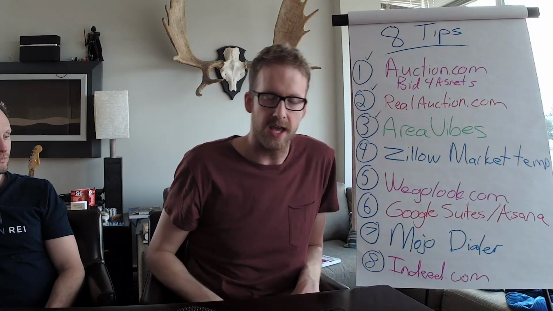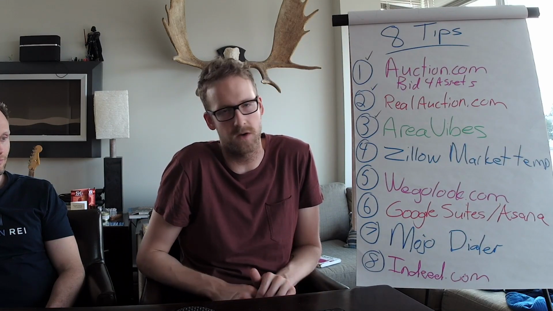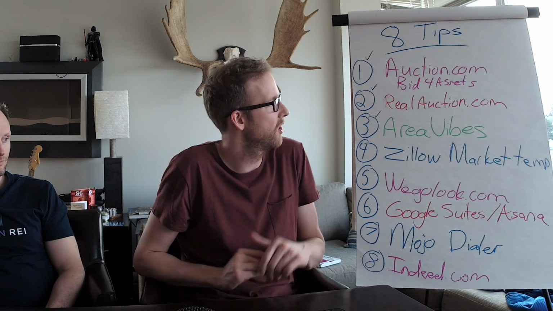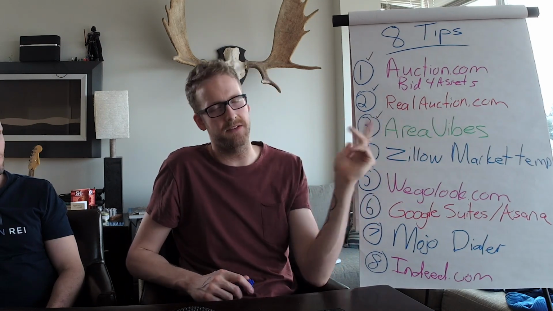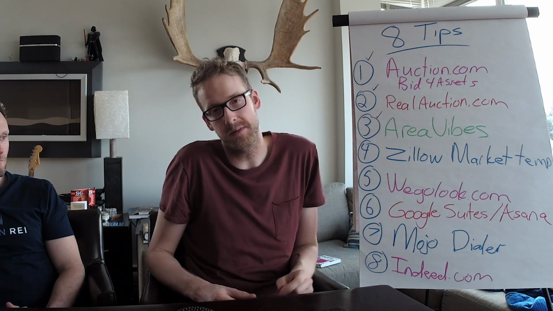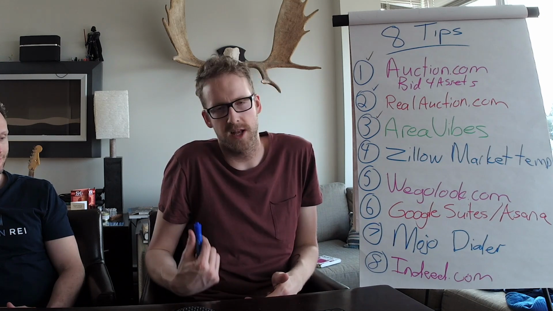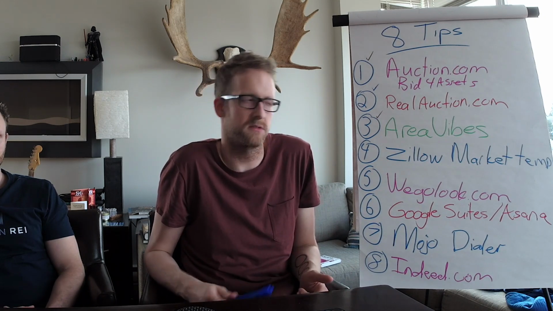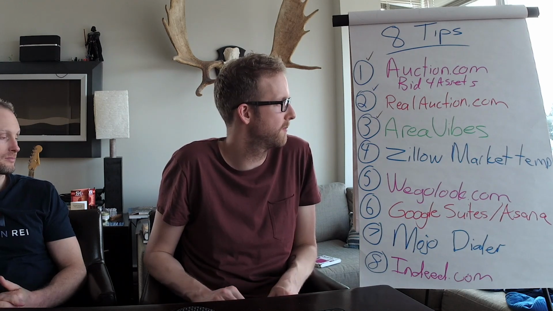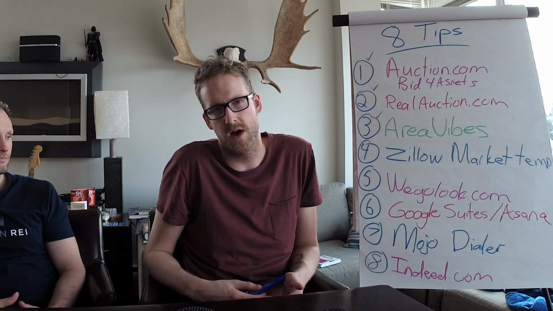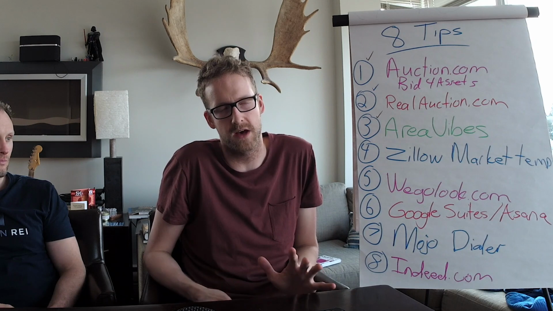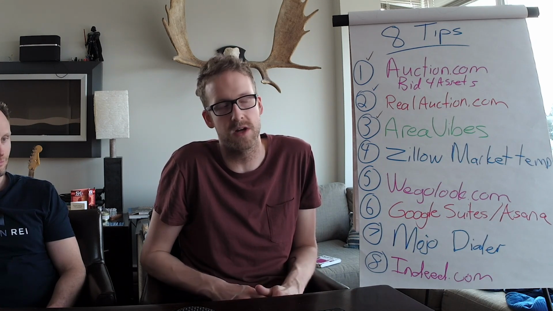So number 2 is Real Auction. That's a little different than Auction.com and Bid for Assets. Real Auction is actually a site that deals with tax liens and tax deeds online. So Real Auction will link you to county websites that have all those different sales happening. If you're buying virtually, we've talked a lot about that on the show, so if you're curious about that, you can listen to some previous episodes. But Real Auction does host a lot of the official county tax lien and tax deed sales that happen online.